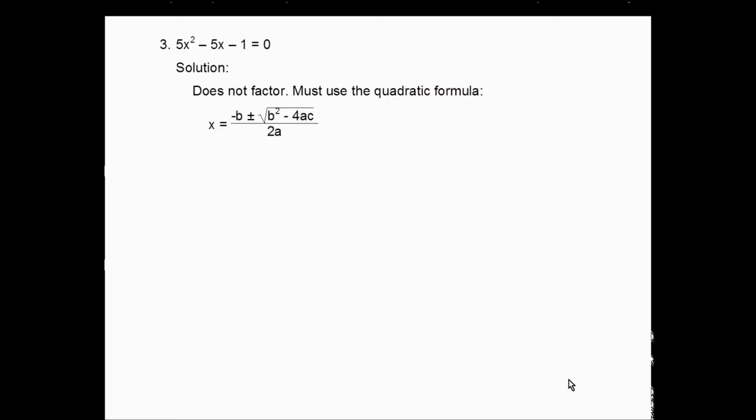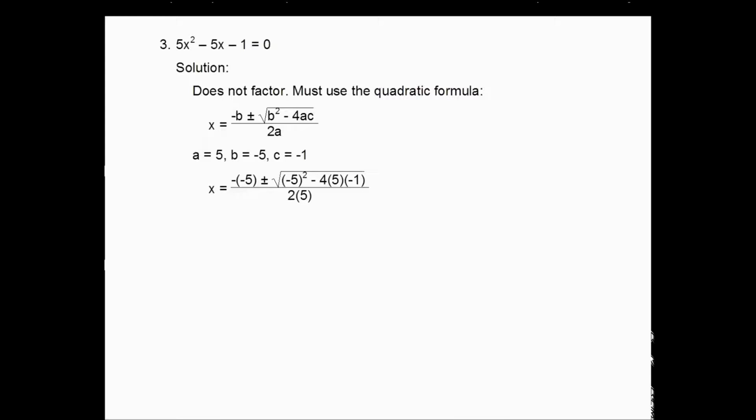Let's try another. I've got 5x squared minus 5x minus 1 equals 0. Okay, it doesn't factor. It doesn't. So, got to use quadratic formula. x equals negative b plus or minus square root of b squared minus 4ac all over 2a. Okay, the ABC, a is 5, b is negative 5, c is negative 1. Plug them into the formula and see what happens.